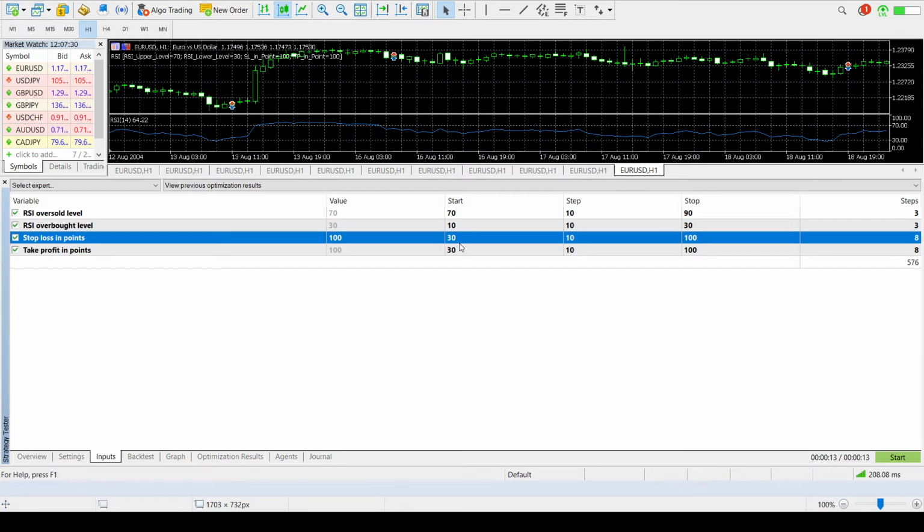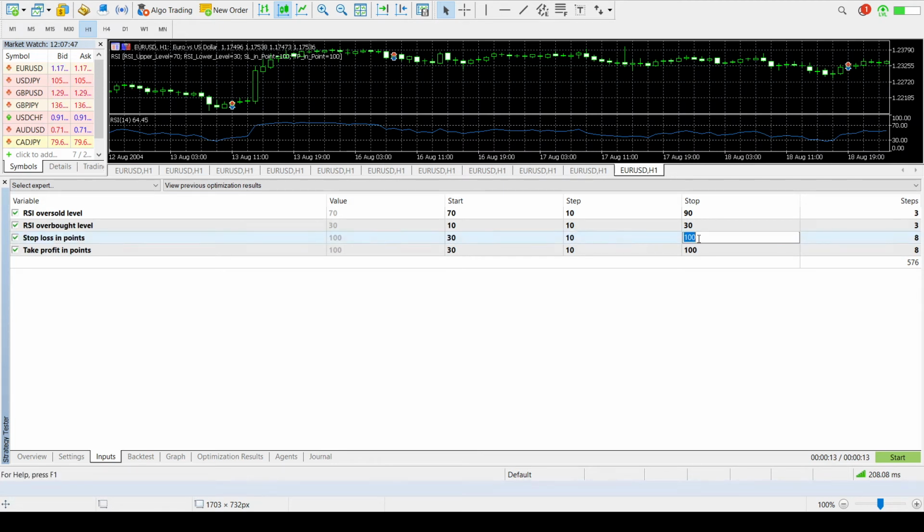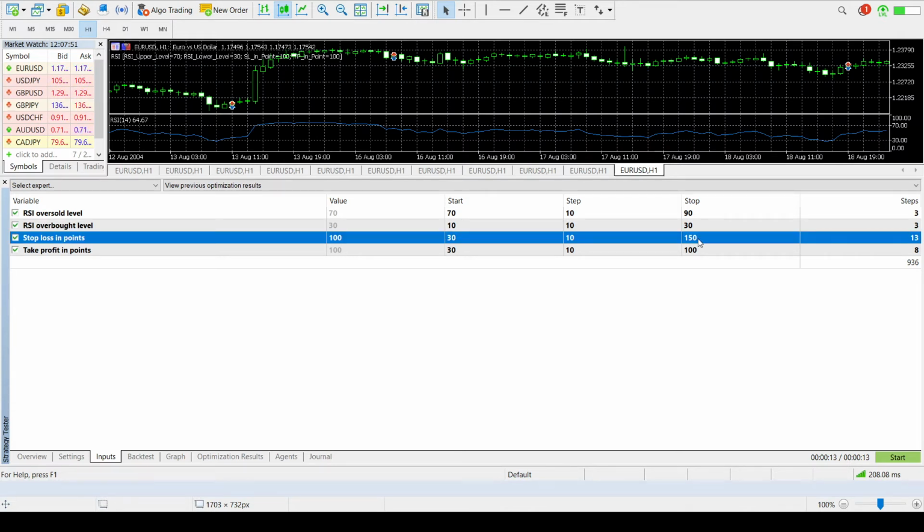For stop loss, we are going to start with 3 pips. Since here is in points, 3 pips is equivalent to 30 points. Okay, we're going to step with 10 points and up to 100 points, which is 10 pips. Of course, if we want, we can also increase to 15 pips.